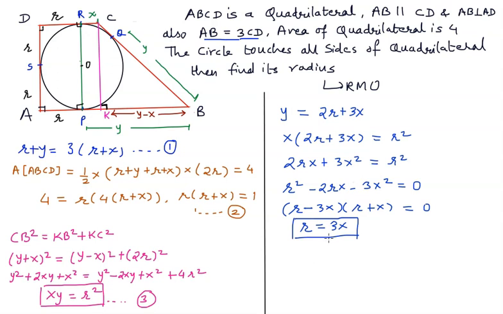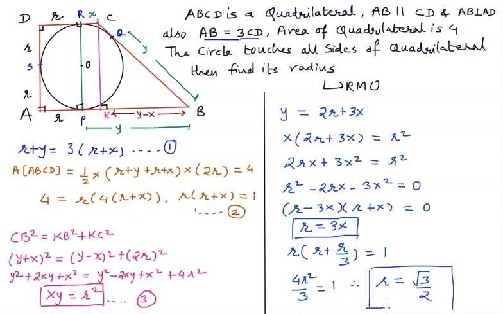Let's use whatever we got from equation 2 to use this. So let us replace X. So basically X is equal to R by 3. We have R times (R plus R by 3) is equal to 1. This means we have 4R square by 3 is equal to 1, and therefore R is simply equal to root 3 by 2. And this is how you actually reach the solution.